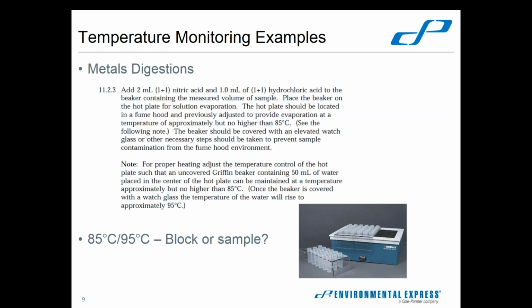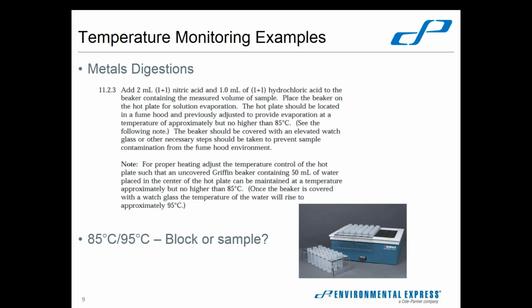So a lot of times we'll have temperatures where we say 35 degrees plus or minus a half a degree. We don't have to have it exactly 35.00000, etc. at all times. We get a little bit of wiggle room on our temperatures because control mechanisms do fluctuate slightly in how they respond. So this one, we're allowed approximately 85, but no higher than 85.